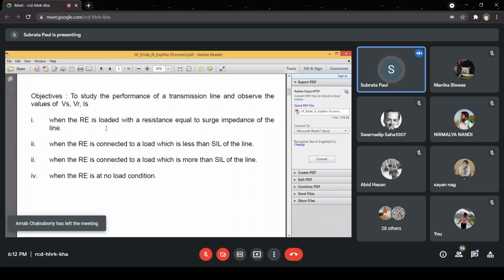In the first case, when the receiving end is loaded with a resistance equal to the surge impedance of the line, meaning loaded with SIL, what type of voltage do you expect at the receiving end? What type means what magnitude of voltage with respect to the sending end voltage do you expect at the receiving end? Do you have any idea?